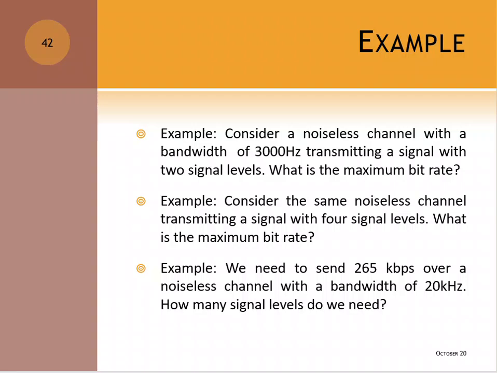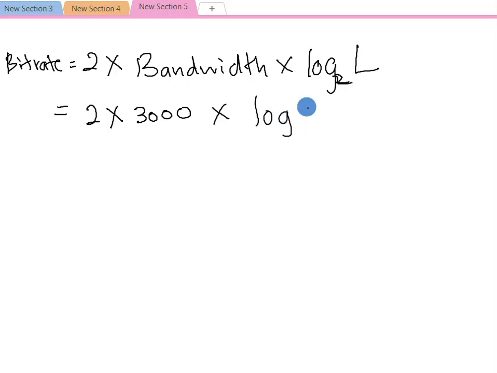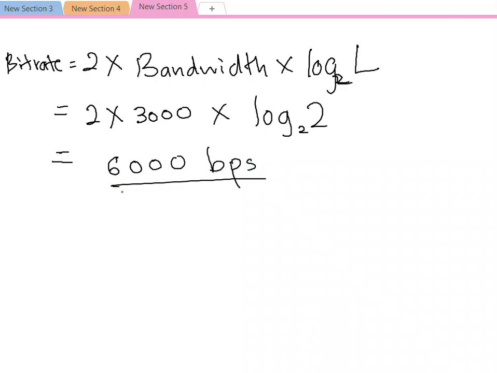So we write bit rate equals, given in the question, the bandwidth is 3000 Hz and the level is 2, so log 2 to the base of 2. Since log 2 to the base of 2 is 1, the answer here is 6000, and for bit rate the unit is bps.